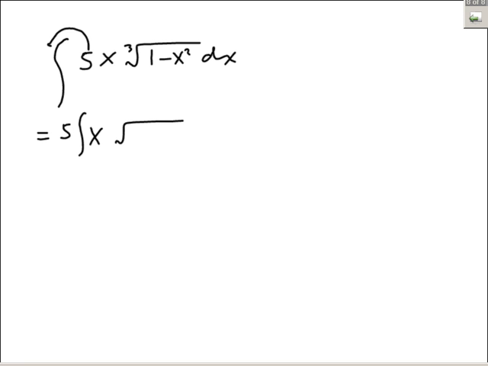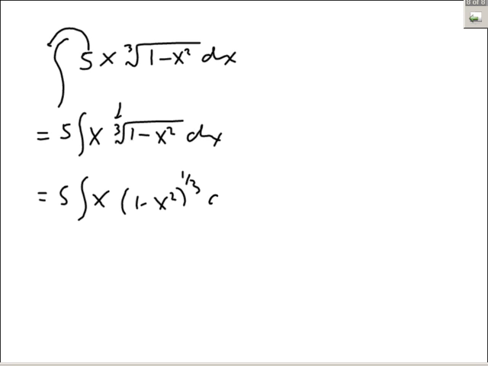So suppose you have 5x times the cube root of 1 minus x squared dx. I think it should be a habit that you bring the constant in front. X times the cube root of 1 minus x squared dx. So it's 1 minus x squared to the 1/3. That means 1/3 power, cube root. 4th root, quarter power, dx.